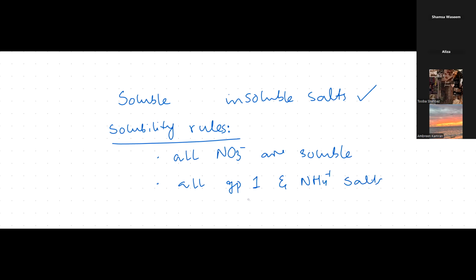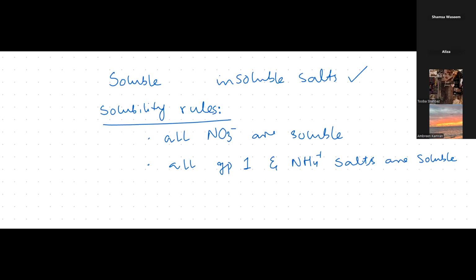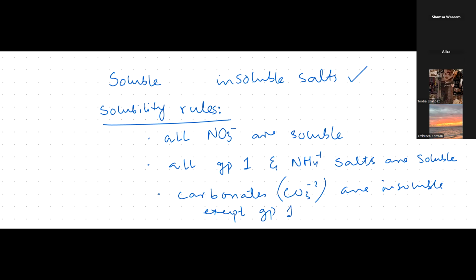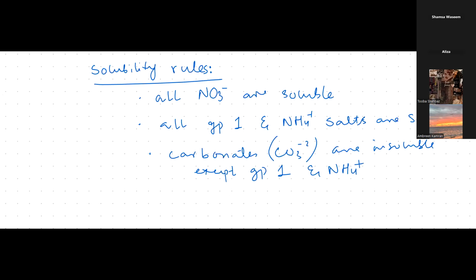All group 1 and ammonium salts are soluble. Then we can say that carbonates are insoluble except group 1 and ammonium. Okay, like that will be the exception. Carbonates, CO3 2-, are insoluble except group 1 and ammonium, right? After this, children, we say that what? Insoluble except group 1 and ammonium.